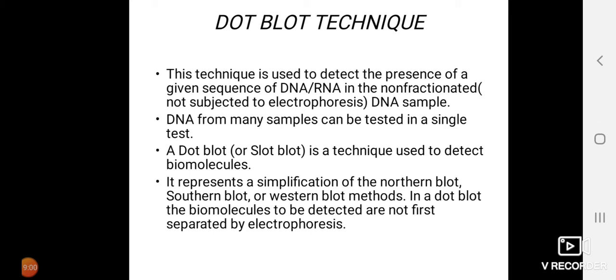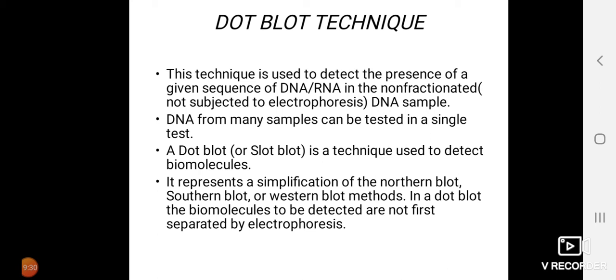The last type of blotting technique is the dot blot assay or dot blot technique. The technique is used to detect the presence of a given sequence of DNA or RNA in a non-fractionated DNA sample, which is not subjected to separation by size. Here, DNA in many samples can be tested in a single test. That's the beauty here.